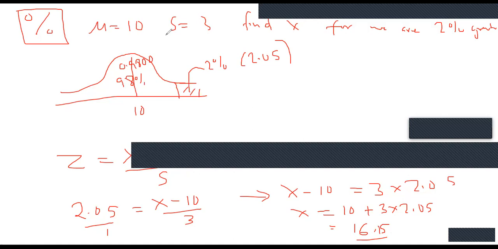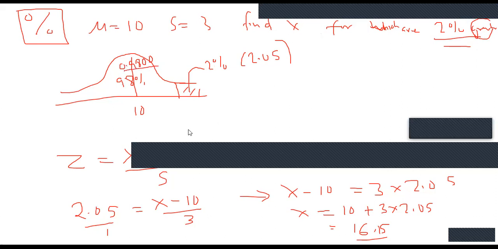Now, Mr. Collins, why did we get here? You said find X for, I don't know that number. What is that number? 2% greater. The value of X for which we are 2% greater. So whenever you're given a percentage, you cut it off. So this 2%, we cut it off from there. So we remain with 98%, which is 0.98.